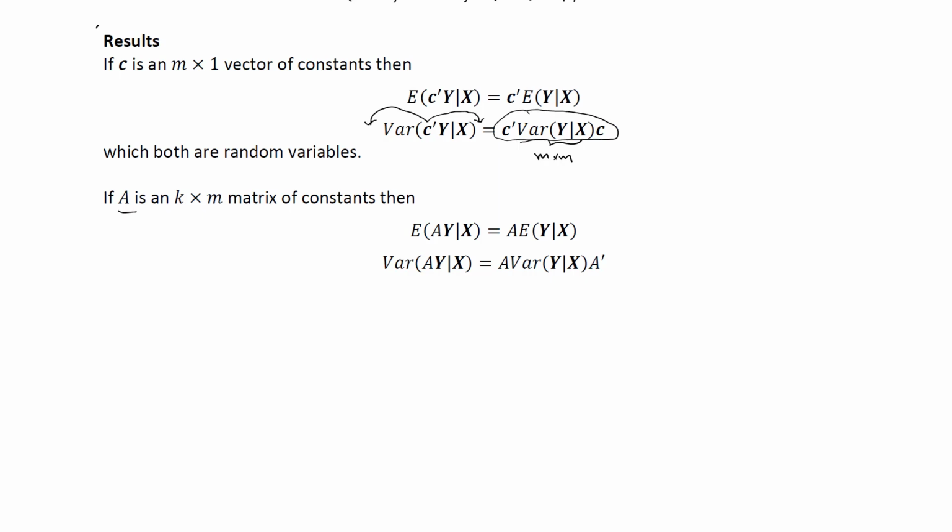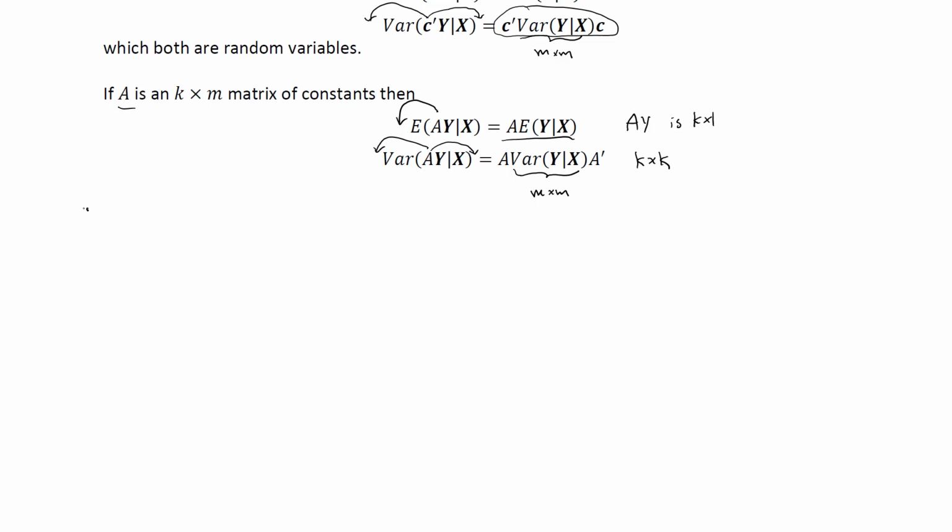If A is a k by m matrix of constants, then the conditional expectation works the same. We can take this A outside. So it's A expected value of y given x. In this case, A times y is k by 1. So both sides are random vectors of dimension k by 1. The conditional variance, take out A here, take it out here and prime it. In this case, both sides are k by k matrices of random variables. This is an m by m matrix of random variables.